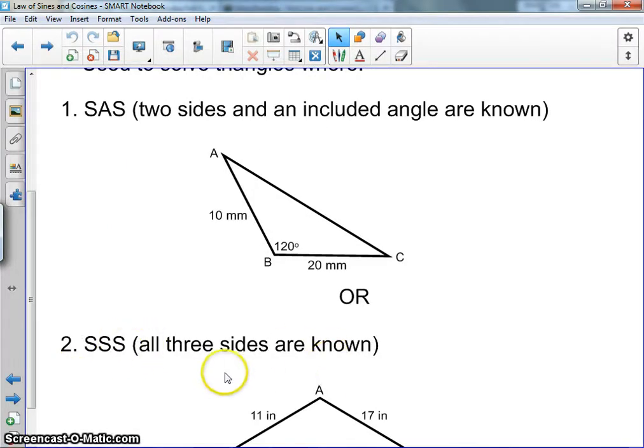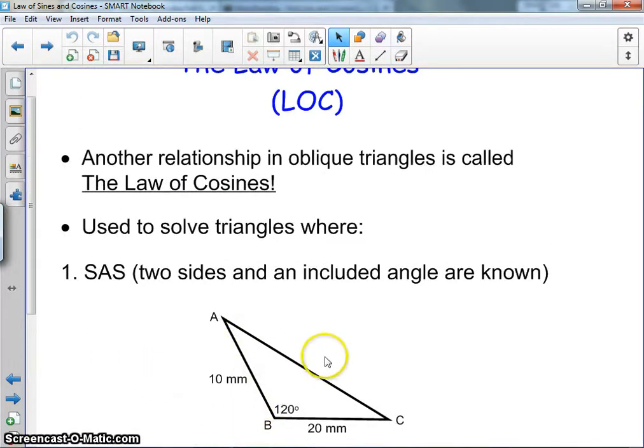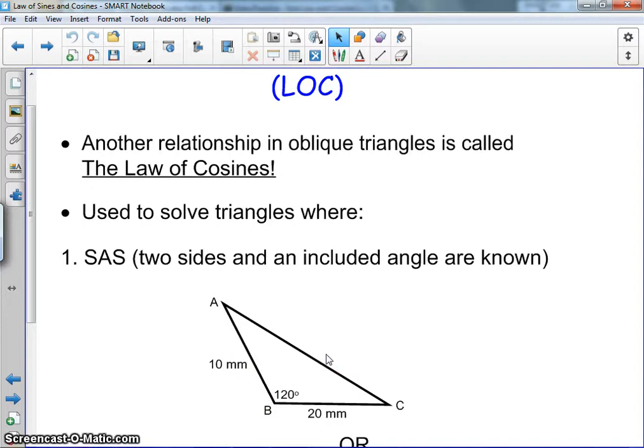side-side-side triangles. A lot of times on the exam they're not going to say specifically solve this triangle by using the law of sines or solve this triangle by using the law of cosines. They're just going to say solve the triangle, and you're going to have to know which one you need to use.